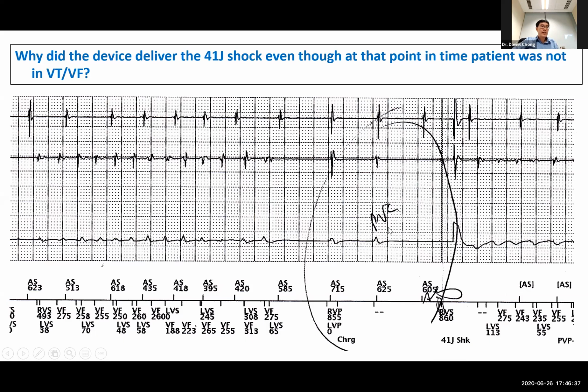So the question is, why did the device deliver this 41 joule shock, even though at this point in time, when the shock was given, the patient was not in VT or VF? Why was the shock given at this point, even though it was not in VT VF?